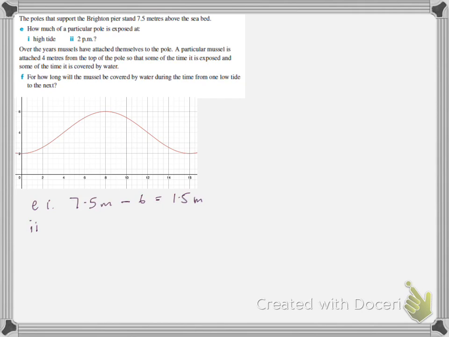The next bit you're asked how much is exposed at 2 p.m. Again, I guess you could look at the graph. First, you need to figure out what's 2 p.m.? So 2 p.m. on this scale is going to be t equals 10. Okay. And we can just substitute that into the original expression. Make sure that your calculator is in radians.